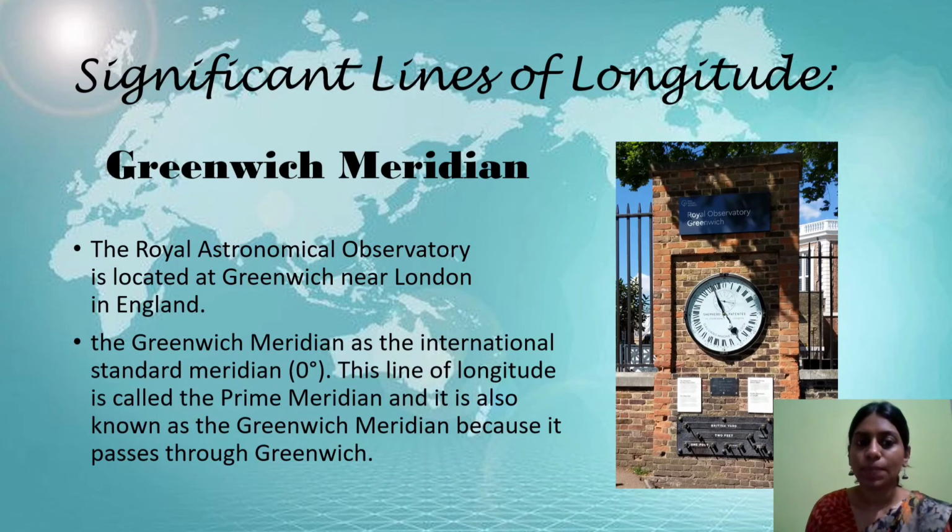Now we will see the important lines of longitude. First one is the Greenwich meridian. This Greenwich meridian, or prime meridian, passes through one place in London. The name of the place is Greenwich. That is how the name Greenwich meridian came.